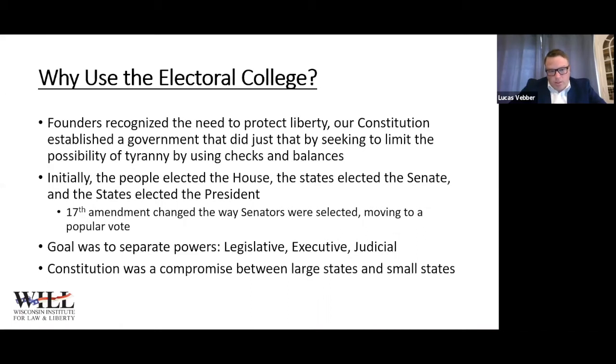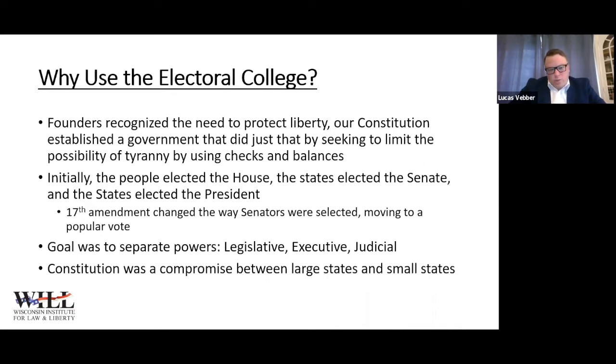So the founders recognized the need to protect liberty. Our Constitution established a government that did just that. It seeks to limit the possibility of tyranny, namely tyranny of the majority, by using a system of checks and balances. It's why we divide power between the federal government and the states. It's why we divide power within the government between the executive, the legislative, and the judiciary. Initially, the people elected the House, the states elected the Senate, and the states elected the president. The 17th Amendment, of course, changed the way that senators were selected, moving from a legislative election in the states to a popular vote in the states. That's a subject for a whole other presentation on a different day.